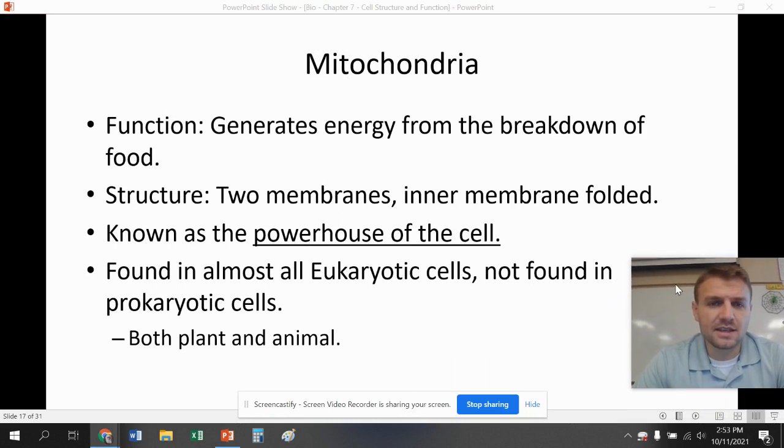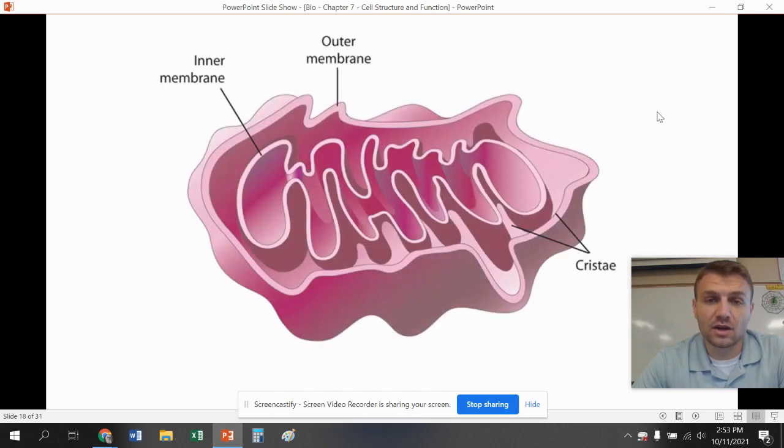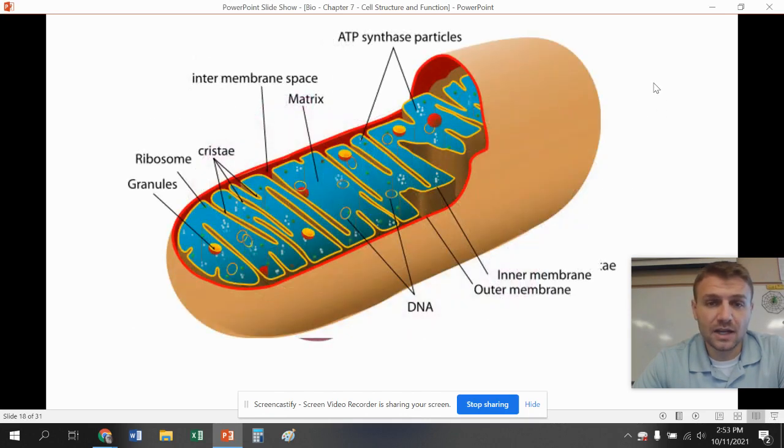Mitochondria. This is kind of like the power plant of the cell. The running joke online is that it's the powerhouse of the cell. I don't like that term, but if you remember it, it's okay. But I want you to understand this generates energy from the breakdown of food. That's its function. Its structure: there are two membranes, the inner membrane is folded, and there are a lot of different enzymes working in here. It's found in almost all eukaryotic cells, but not in prokaryotic cells. Both plant and animal have this. You can see here the mitochondria. Another image of it.